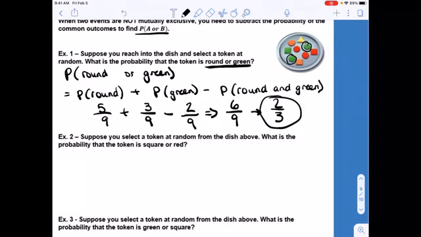All right, so the probability of round and green is round or green, not round and green. Round or green is 2 out of 3.